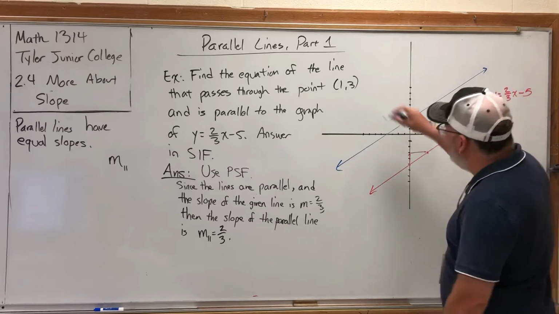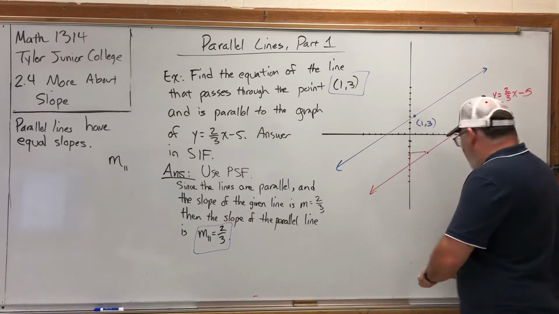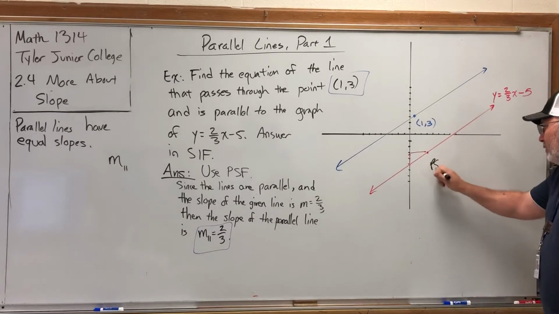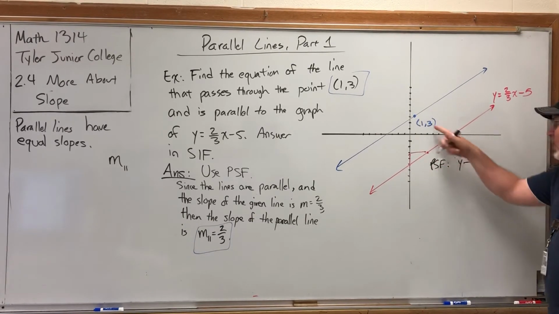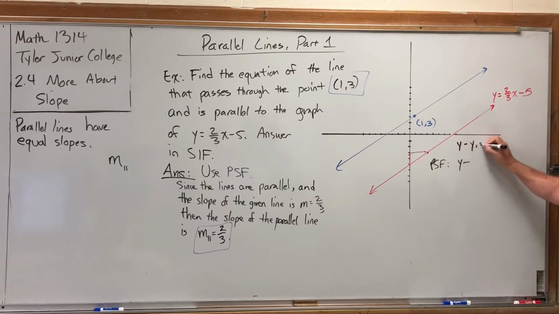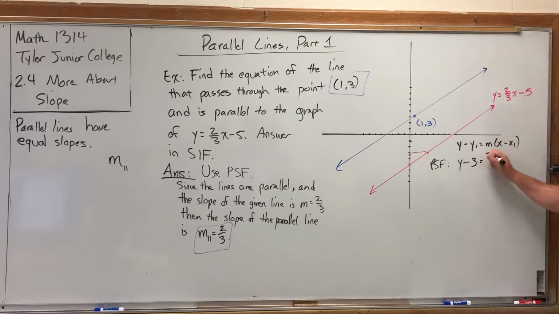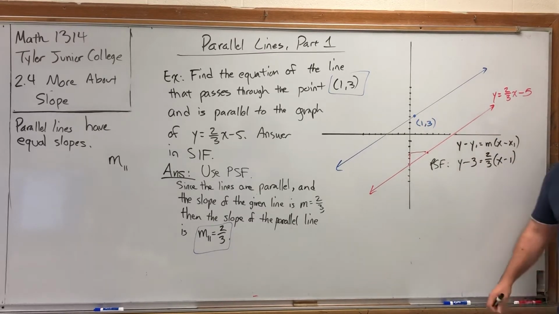So now I know what I'm going to use. I'm going to use the point that I was given, and I'm going to use the parallel slope of 2/3. So our point-slope form is y minus the y coordinate that we were given. Just as a reminder, point-slope form is y minus y1 equals m times parentheses x minus x1. So the y1 that we were given in the point was 3, so y minus 3 equals, the parallel slope is 2/3, open parentheses, x minus the x coordinate I was given, which was 1.